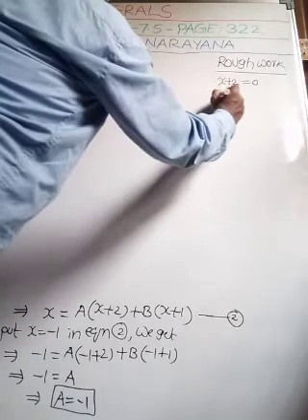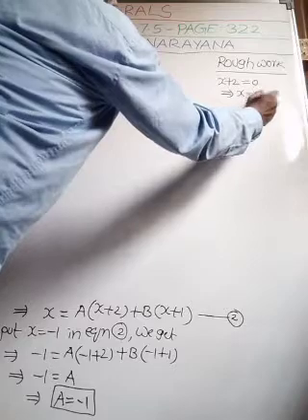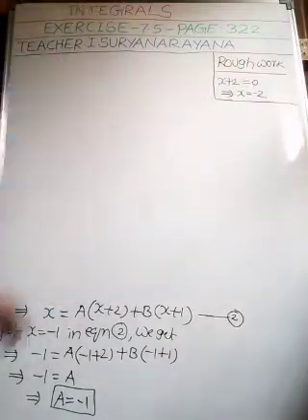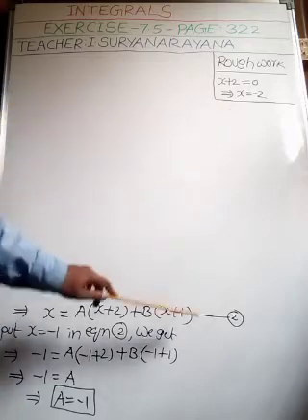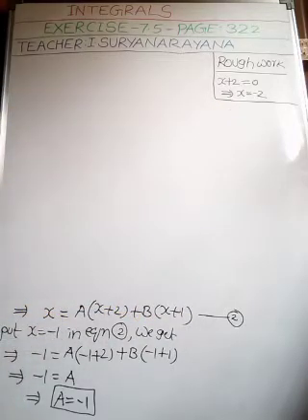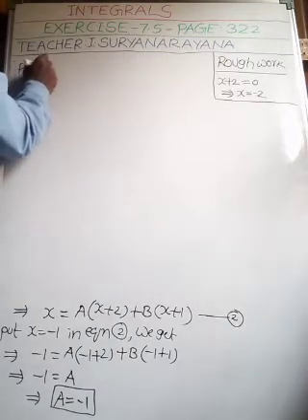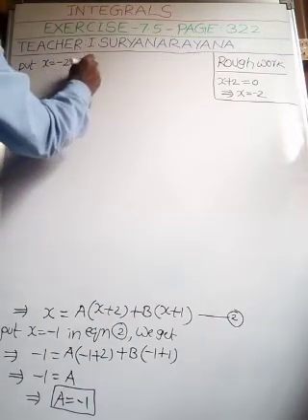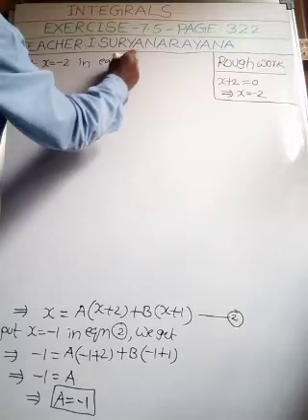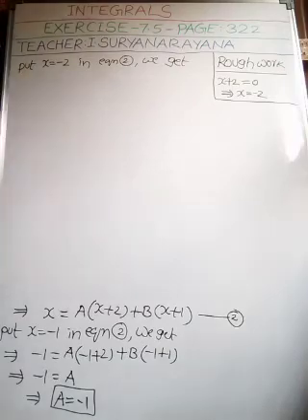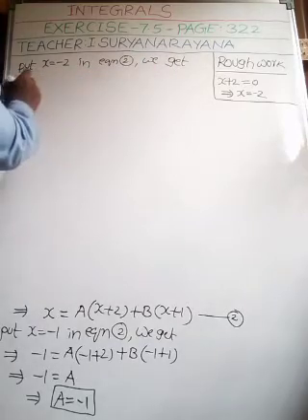Okay, my children, this implies x is equal to minus 2. So, we have to substitute x is equal to minus 2 in equation 2. Understood this step? Right. So, put x is equal to minus 2 in equation 2. In this equation 2, let us substitute x is equal to minus 2 in this step.